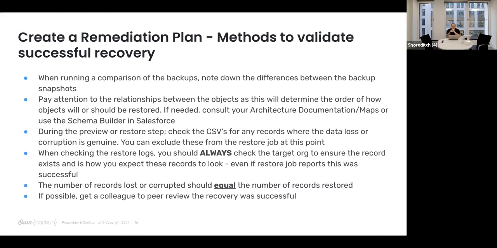But the final point, and I really like this one, is about making sure that you get a colleague to peer review the recovery. Don't mark your own homework, basically. Get someone to do it with you. Check that it's successful and that everything went well. That way, not only is it just you checking, but someone else has already verified it. So you're less likely to find you've missed a few records or you've made a mistake somewhere along the line. So please take that one on board as well. That's a really good one.